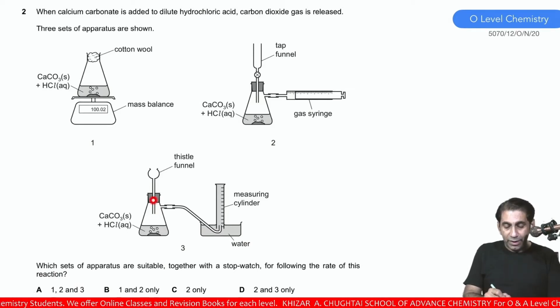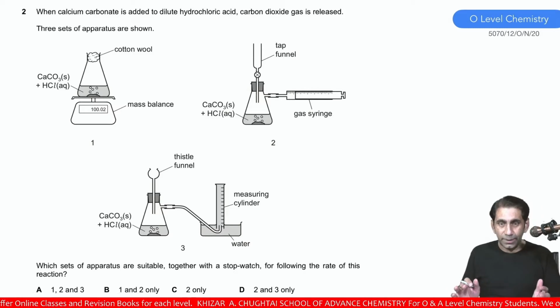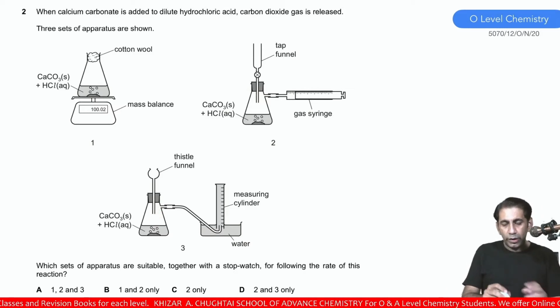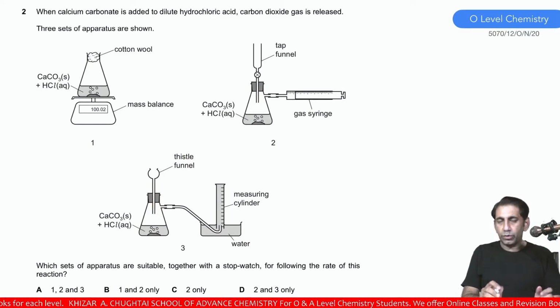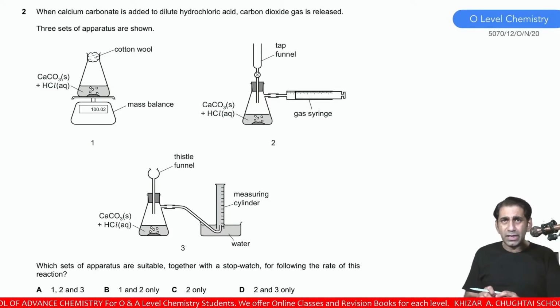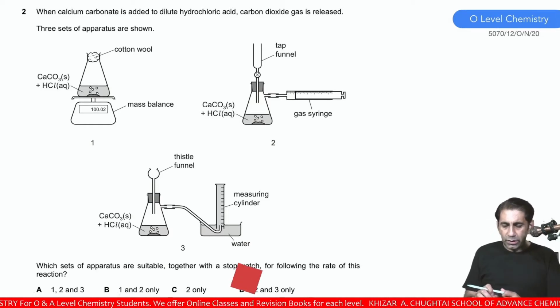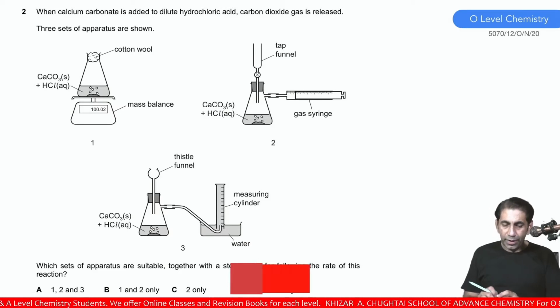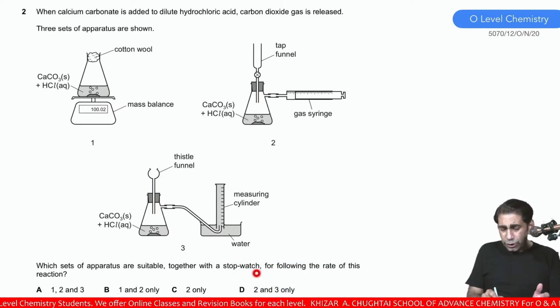The thistle funnel has no obstacle. The CO2 gas formed will go in two ways. Number 1, into the thistle funnel. Number 2, some of it will go into the measuring cylinder. Which sets of apparatus are suitable together with the stopwatch for following the rate of reaction? The stopwatch is used to measure the time.